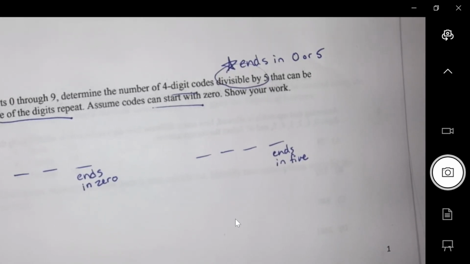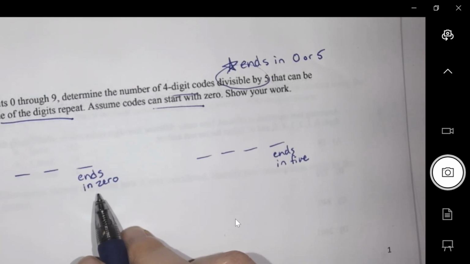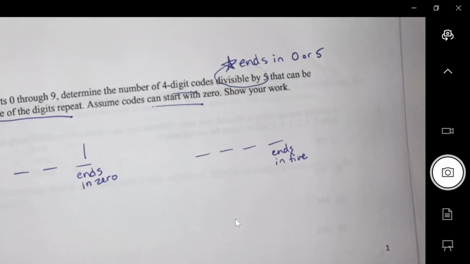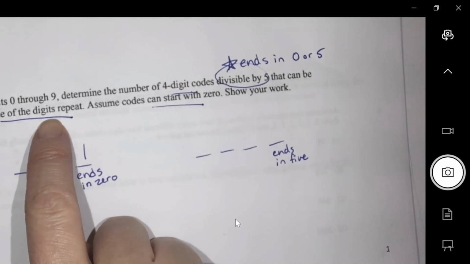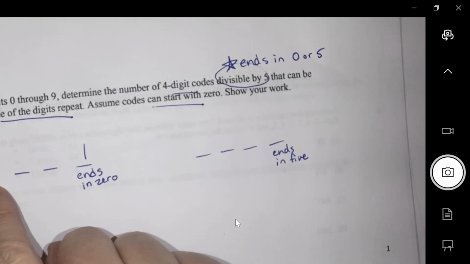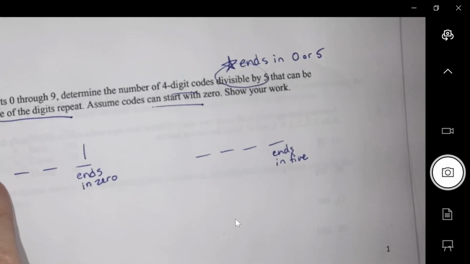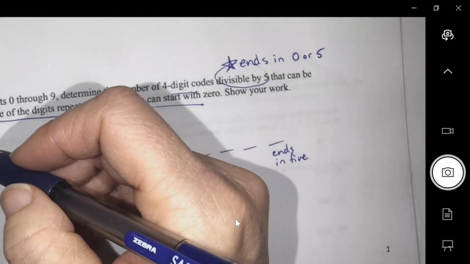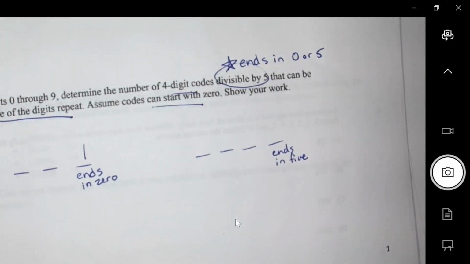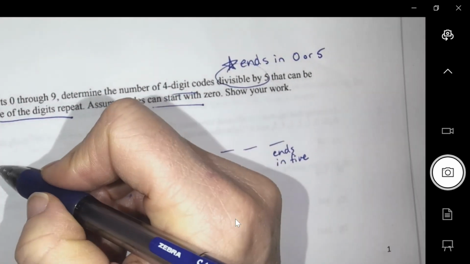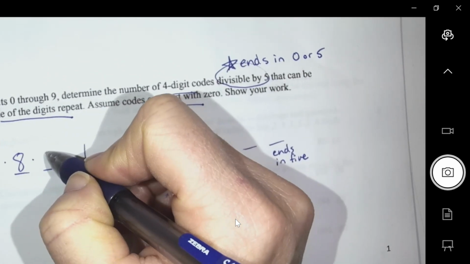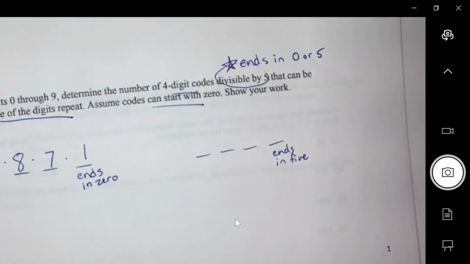Okay, you ready? If I end it in 0, there's one option, 0. I'm not allowed to repeat. So how many options do I have in the first position? Now I only have 9 options. Can't repeat, so now I only have 8, and then 7.